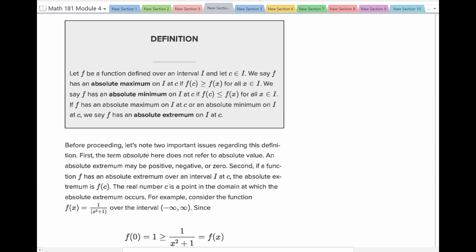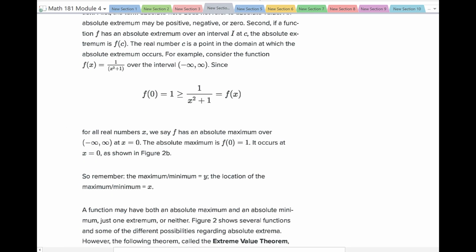So our definition: let f be a function defined over the interval I, and let c be in the interval I. We say f has an absolute maximum on I at c if f of c is greater than or equal to f of x for all x in I. So that's the highest point in the interval. And we say it has a minimum if f of c is less than or equal to f of x for all x in I. So that's if it's the lowest point. If f has an absolute maximum on I at c or an absolute minimum on I at c, we say f has an absolute extremum on I at c.